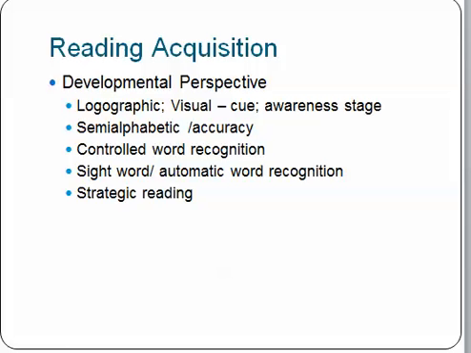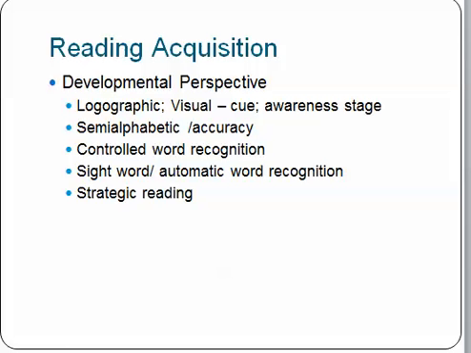The next stage is the controlled word recognition stage. Full use of letter-sound relationships, but it's often slow and laborious. They rely less on the context. They're using their word chunks and their patterns. They're looking for word families. The next stage is the sight word or automatic word recognition. They recognize many words automatically and accurately without having to sound them out. So within that 1 second or upon sight, the word is recognized.